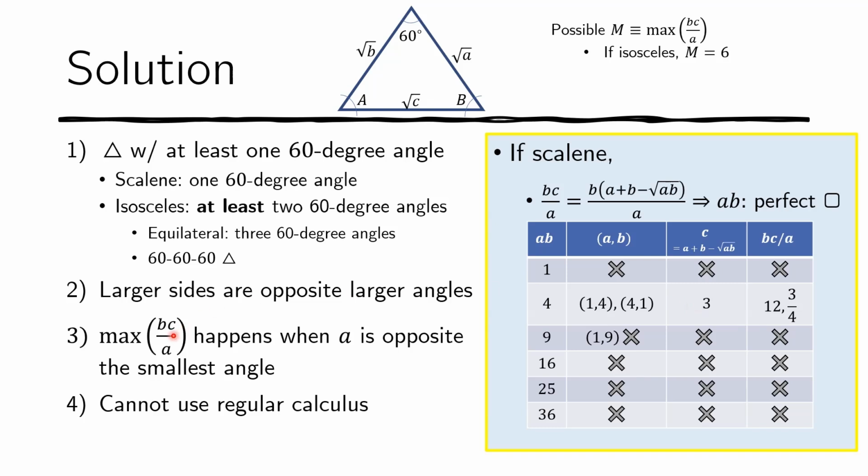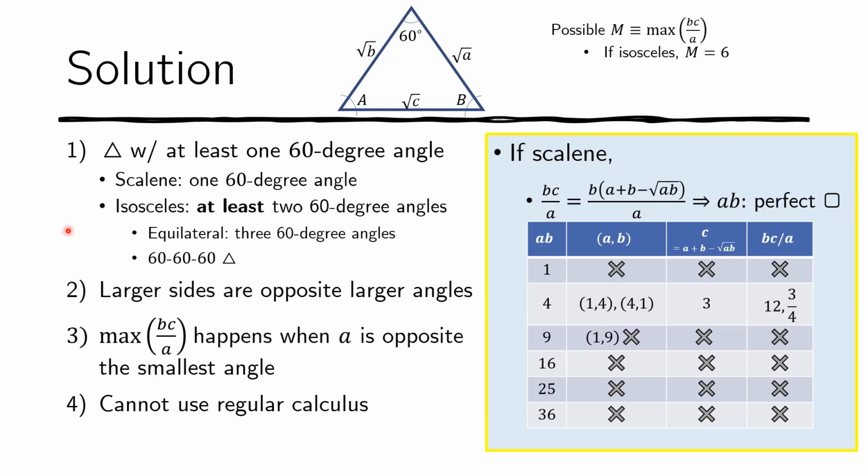And then we also know that this happens when A is opposite the smallest angle, that means when A is the smallest side, and in fact, A is the smallest side for the first case, not the second case. So we actually only have to compute this case, and that is B times C, 4 times 3, 12, over 1. So we have 12. And if you want to compute the other case, 4, 1, then we just have 1 times 3 over 4. And so we can add this to the possibilities that we're looking at.